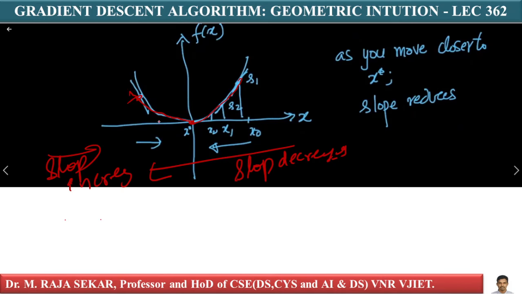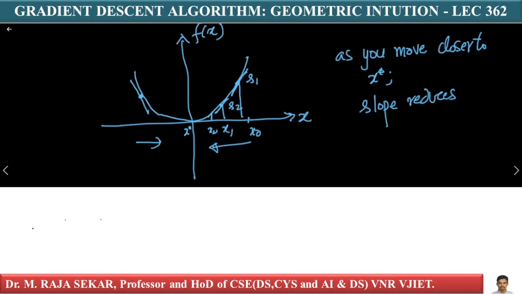Using these simple observations in geometry, let's go and understand how the gradient descent algorithm works. We will try to understand it in my next lecture, that is lecture number 363. For the time being, just understand, if I move from x0 to x1, what happens to your slope? Your slope decreases. If I move from here like this, the slope will increase, isn't it? I will discuss this concept in detail in my next lecture.